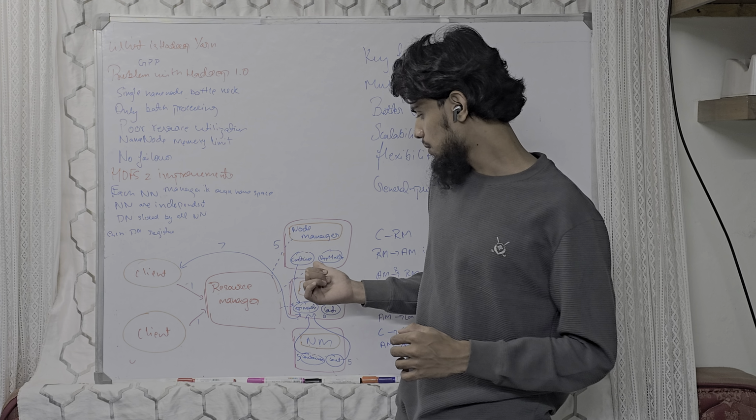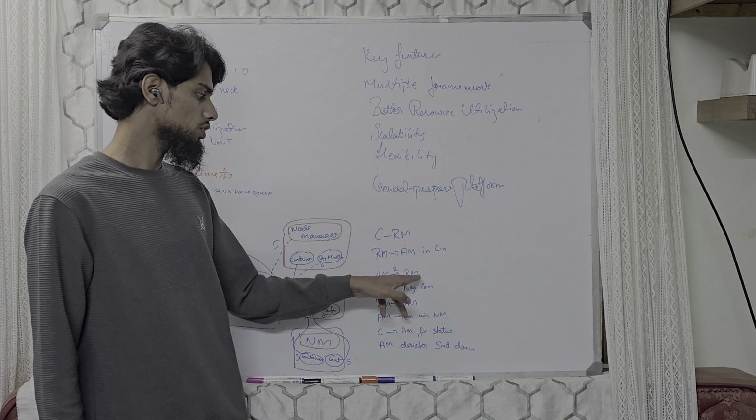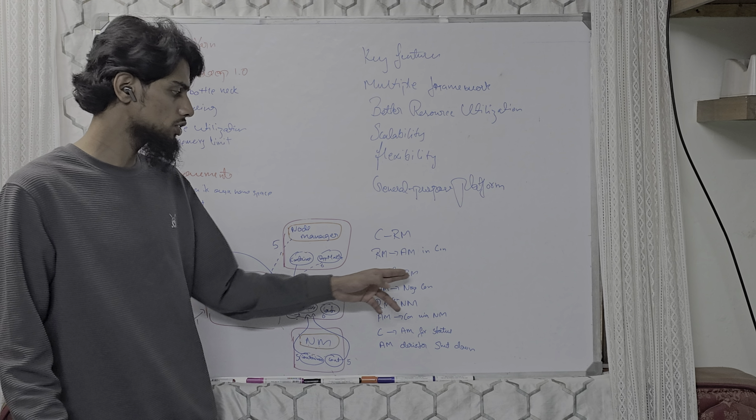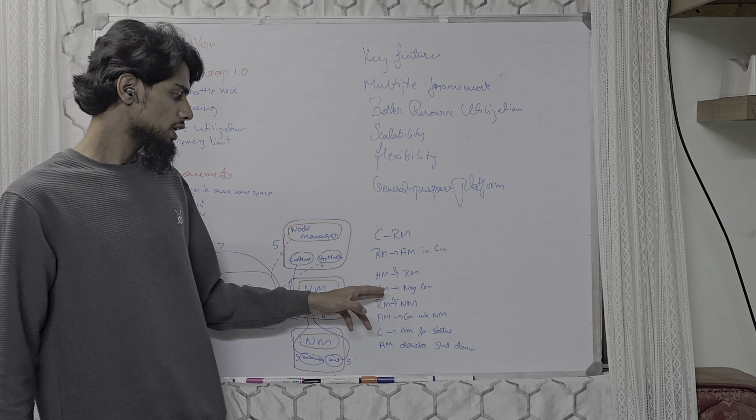Then what does the resource manager do? The resource manager activates a container for the application master. So within a container I have now placed the application master. Now what does the application master do? It requests resources from the resource manager. It says, I want these resources to work on it. So it will request from the resource manager, and it will give it.